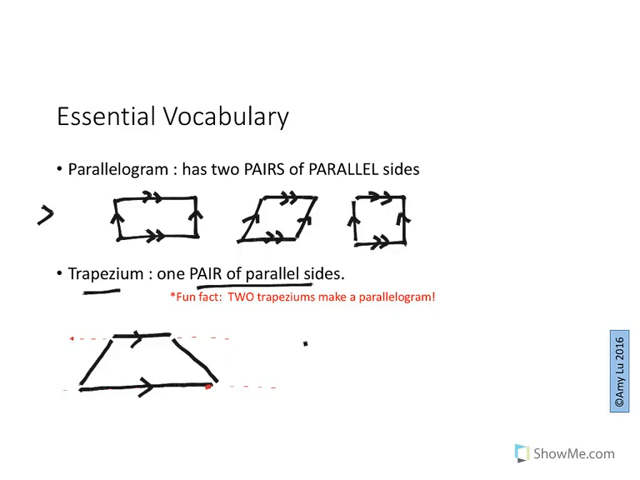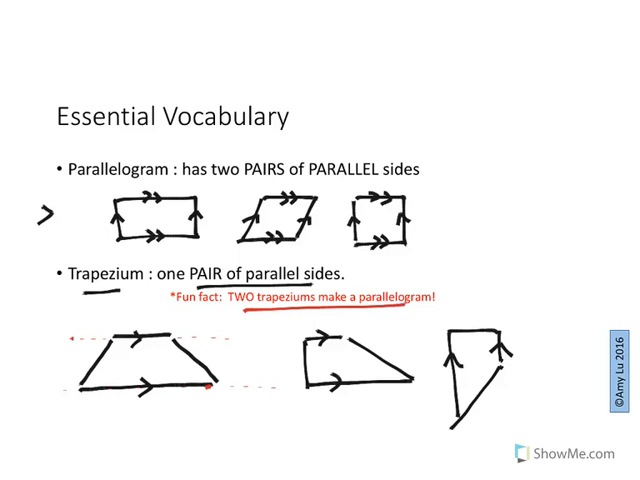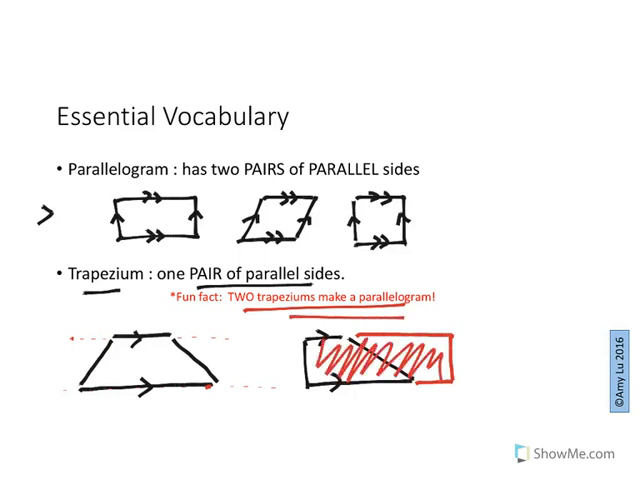Some trapeziums might look something like this, or even sideways, like this. And no matter what, there's always going to be one set of parallel sides. And did you know that two trapeziums make one parallelogram? So if I were to draw the same version of this parallelogram on top, there you go. Two trapeziums make one parallelogram.